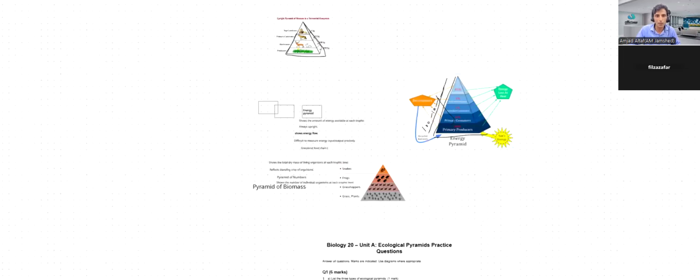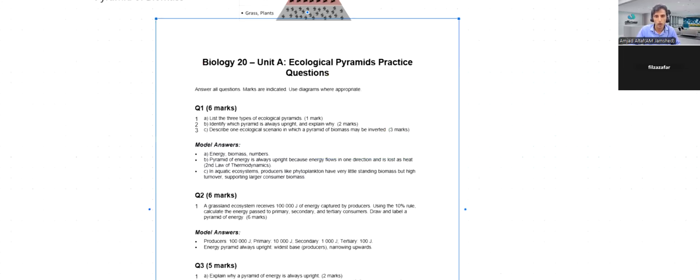Describe one ecological scenario in which pyramid of biomass may be inverted. Because we have discussed this, the pyramid of biomass can be inverted. But we need to find out an ecological scenario in which the pyramid of biomass may be inverted.